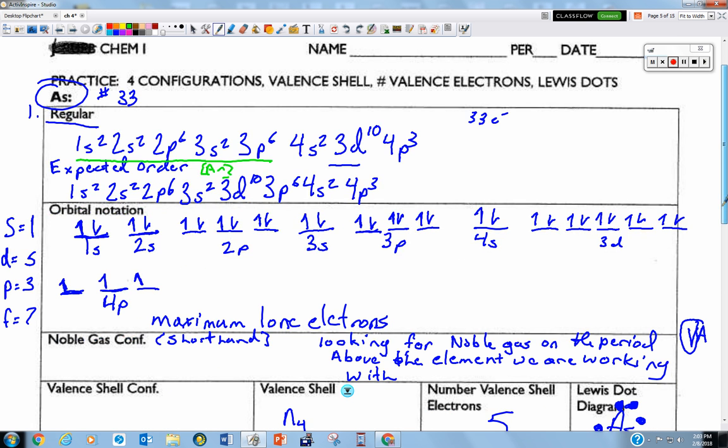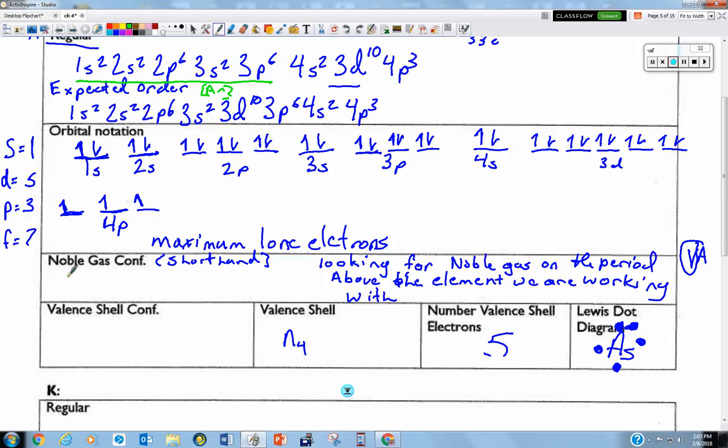So when I go to write my noble gas configuration, I'm going to start off by writing the noble gas that's on the row above it, argon, and then what I'm looking for is what makes this element look different than argon. Well, the things that make it look different: 4s2, 3d10, 4p3. This is what arsenic has that argon does not.